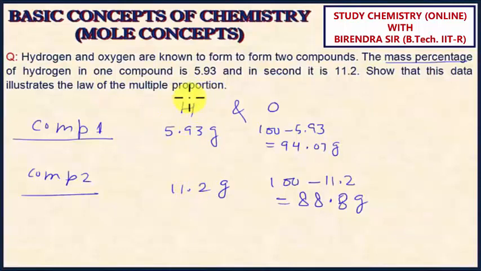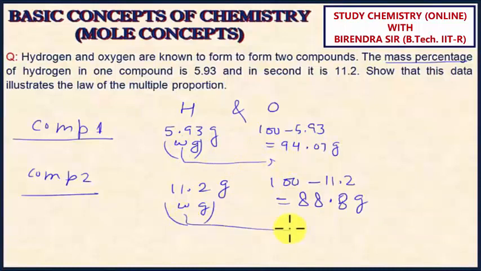Okay, but according to the law, we have to keep the mass of one of the elements fixed. So if I keep mass of hydrogen fixed here, let us say in first case also W gram, in the second case also W gram. According to this W gram, you have to find mass of oxygen. So what will you say?